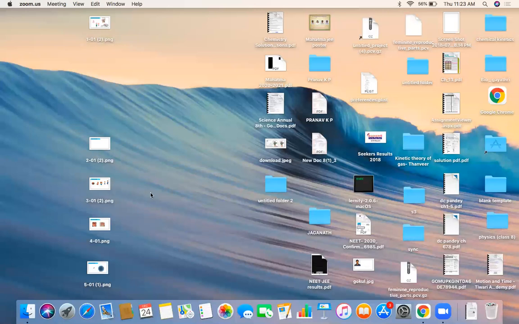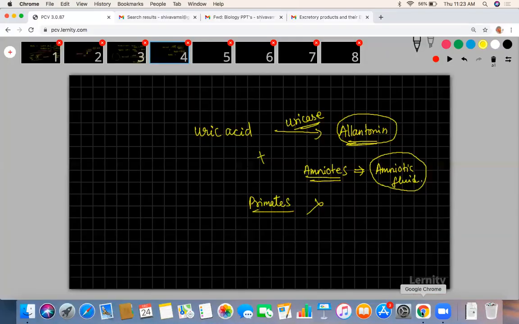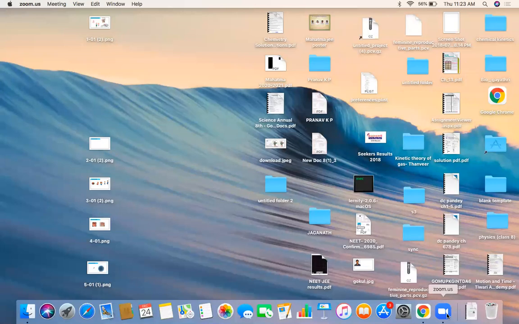Screen is not shared. Hey, you're able to see the PPT? No, no. I mean, the screen you're able to see. I'm switching it. Okay, okay.